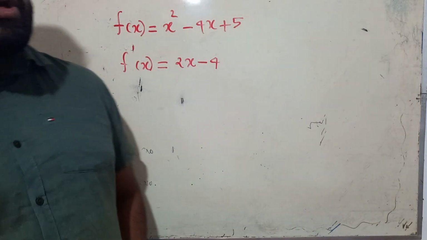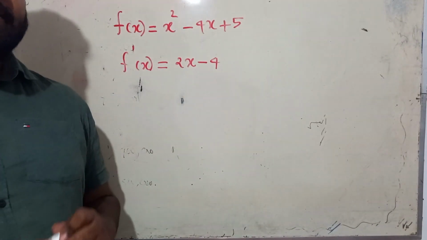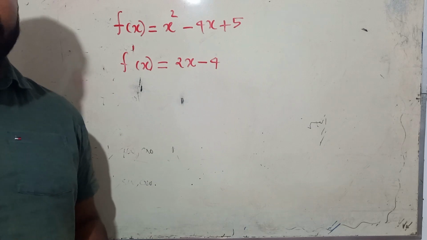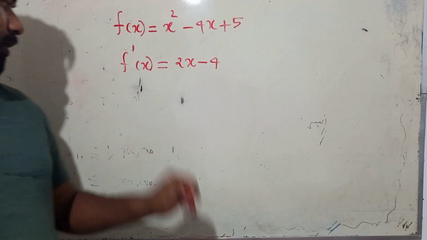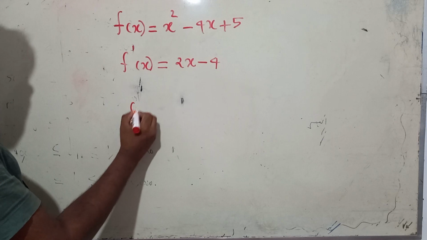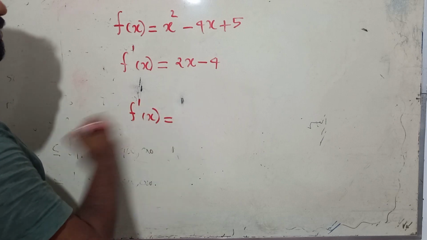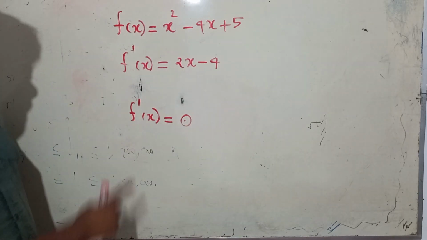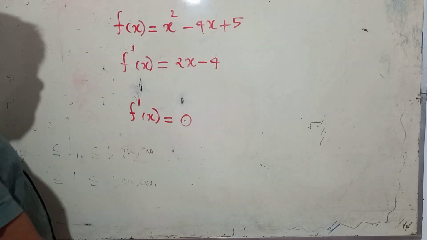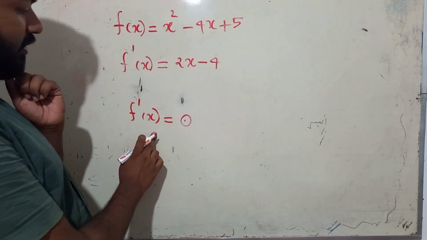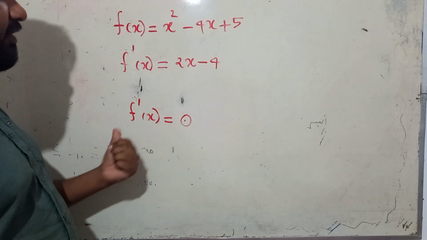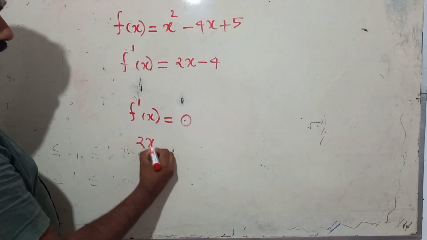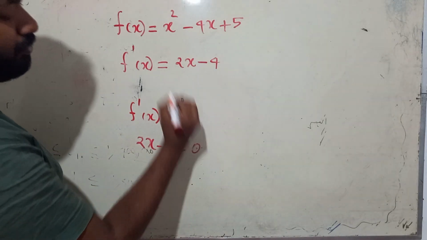Whenever you are sketching a graph, the first thing you have to consider is to find the turning point or turning points. In order to find the turning point, you have to equate the first derivative that you obtained to 0. When f dash is equal to 0, you have to find the x value which satisfies this equation. So when f dash x is equal to 0, 2x minus 4 has to be equal to 0.